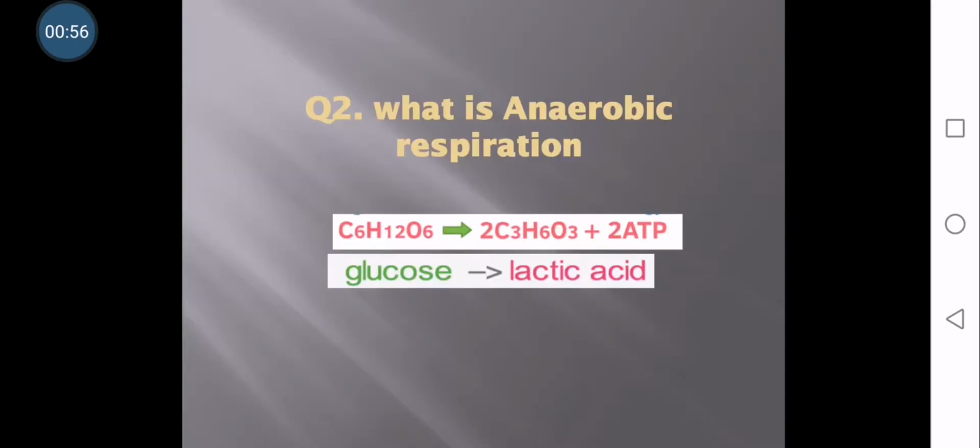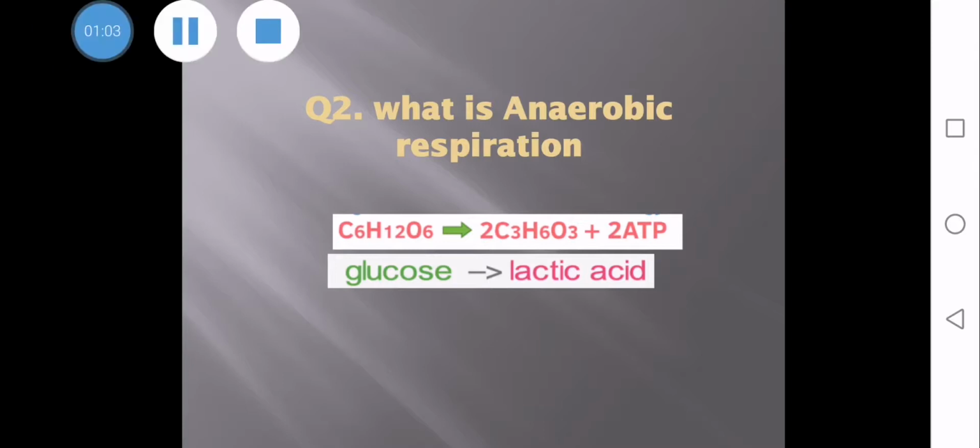But what is anaerobic respiration? It is where glucose is converted into lactic acid and produces a very small amount of energy. So here the glucose is used up in the absence of oxygen and will produce lactic acid. This process occurs in the muscles in the human body.